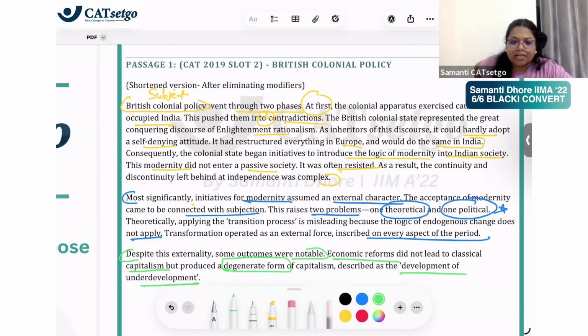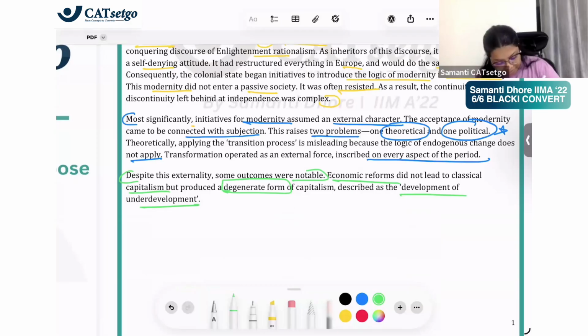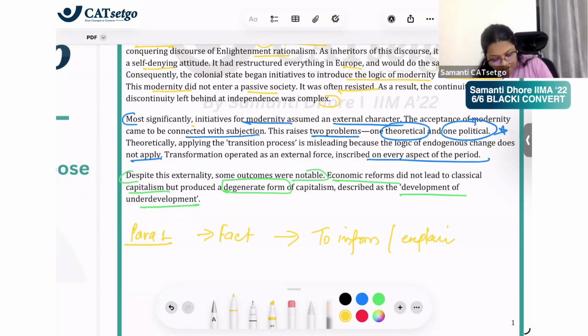These are facts, right? Yes, these are facts. The author is not saying what could have happened. The author is just recounting the events. So para 1 is all facts. When it is all facts, what is the purpose? The purpose is to inform, of course, or explain. Right? Now this happens, this is the purpose.